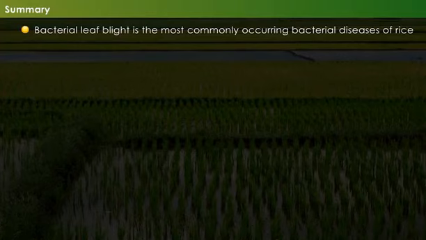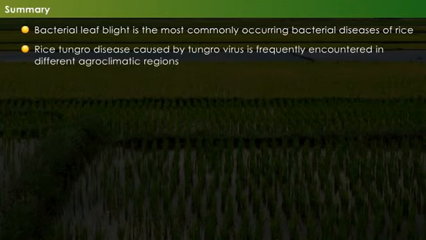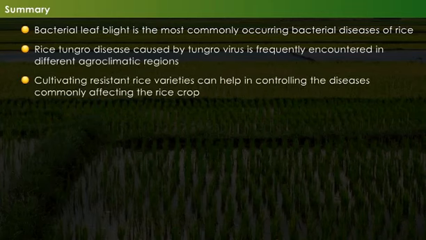Summary. Let us recap what we have learned. Bacterial leaf blight is the most commonly occurring bacterial disease of rice. Rice tungro disease caused by tungro virus is frequently encountered in different agroclimatic regions. Cultivating resistant rice varieties can help in controlling the diseases commonly affecting the rice.